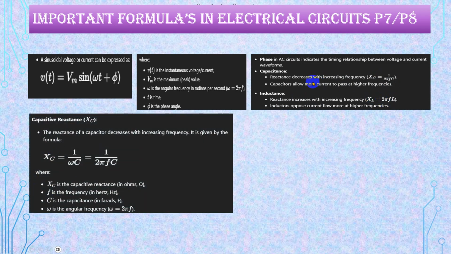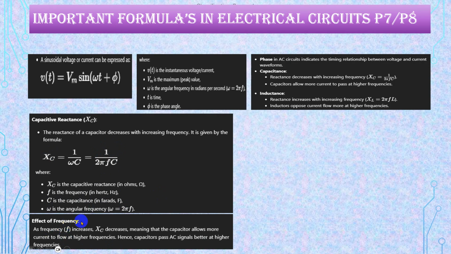Now the full form of this is Xc equal to 1 by omega C. Omega we already know is 2 pi f. So 1 by 2 pi f c is the capacitive reactance. Xc is the capacitive reactance in ohms, similar to Ohm's law. F is the frequency in hertz, C is the capacitance in farads, and omega is the angular frequency, 2 pi f.